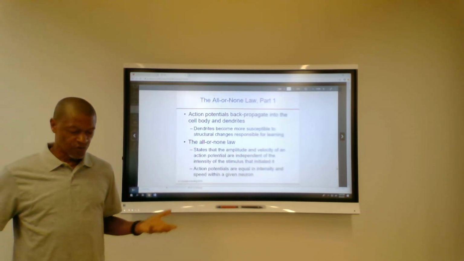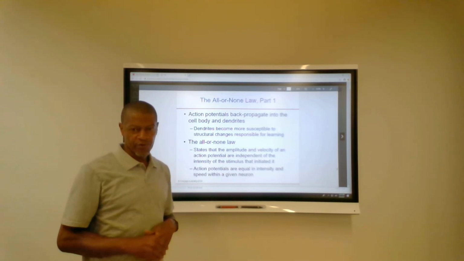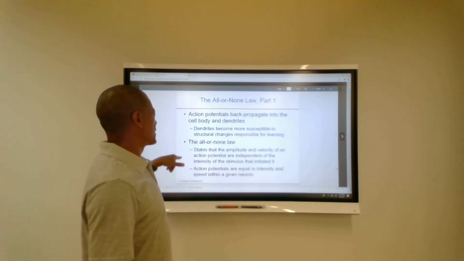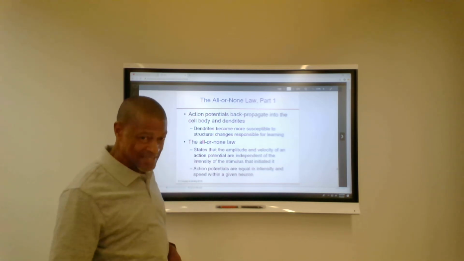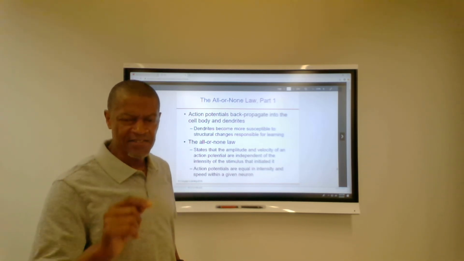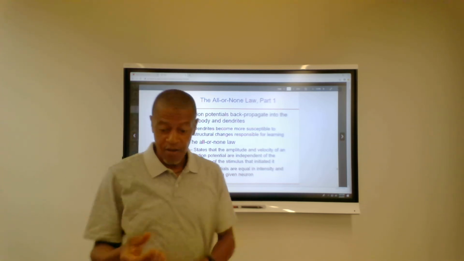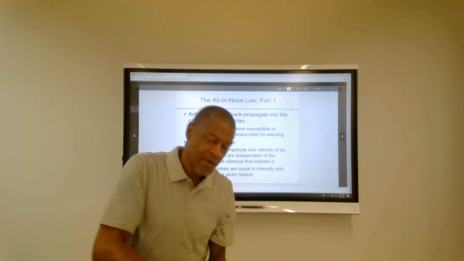So for nerve impulses to work, it's really an all or none principle. All or none states that the amplitude and velocity of an action potential are independent of the intensity of the stimuli. What do you mean by that? Intensity. If you ever flush the toilet, you can flush the toilet with a pinky, you can flush the toilet with a sledgehammer. It doesn't matter.